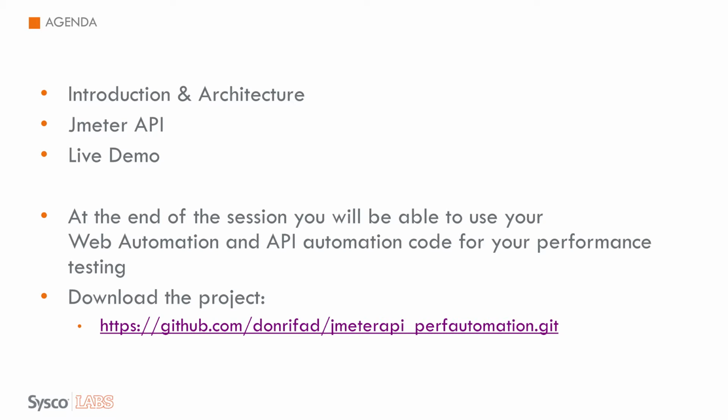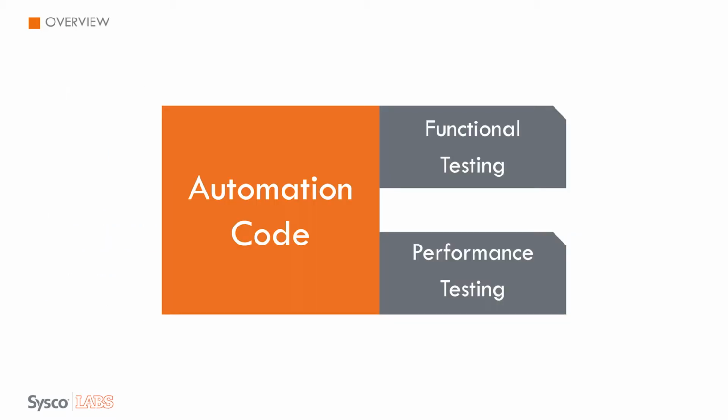for your performance testing. Before you start, you can go here, download the project from here, and follow the setup things with me. This is the overview. You have a simple automation code using Java, and the same code you will be able to use for functional testing and performance testing at the same time.